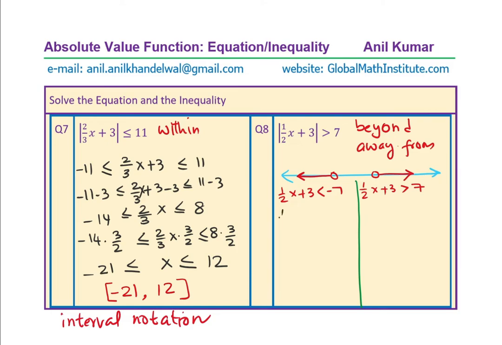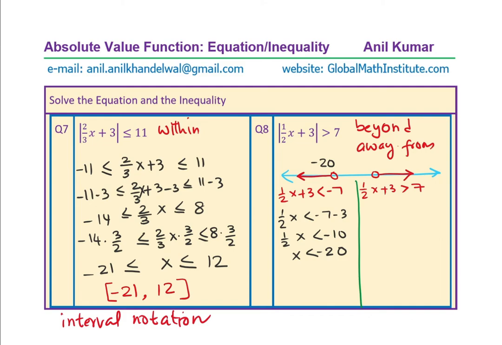Well, half of x is less than, taking 3 to the other side, minus 7 minus 3. So we have half of x is less than minus 10, x is less than minus 10 times 2, which is negative 20. So we get one part of the solution. So this point here is actually negative 20. You get the idea. So it is good to visualize it even before you start writing the solution.